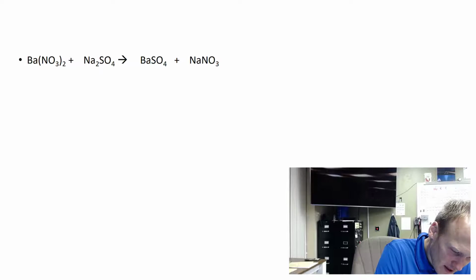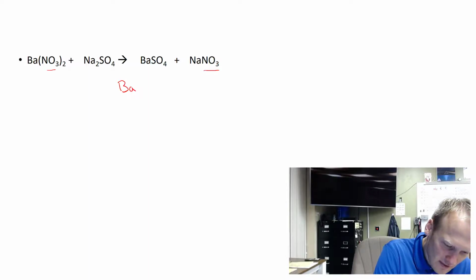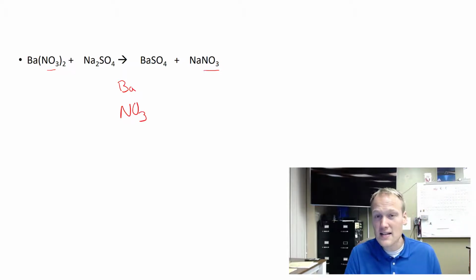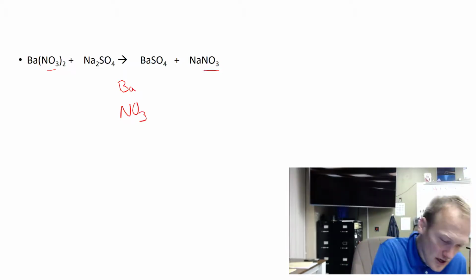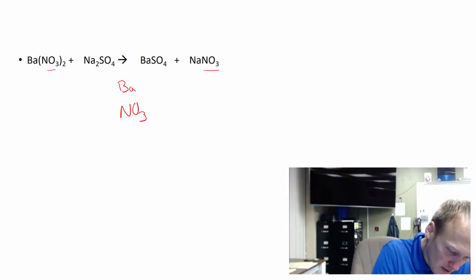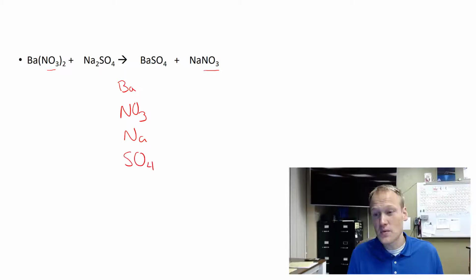Barium is the first thing we're going to write down because it is the metal on this side. But we're going to keep this NO3 together because there's NO3 on this side and NO3 on this side. So we're just going to keep it as one thing, the polyatomic ion of nitrate. We're going to do the same thing with sodium and sulfate, SO4, because there's SO4 on both sides. So we just went from a lot of different elements to now we only list 4 because we're keeping those polyatomics together, and it makes this more manageable.